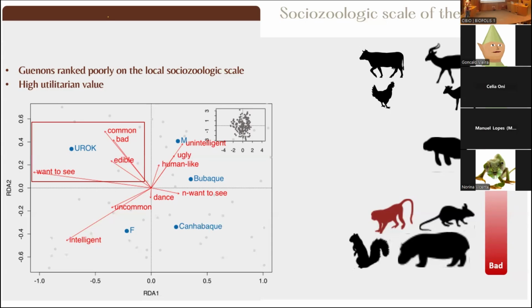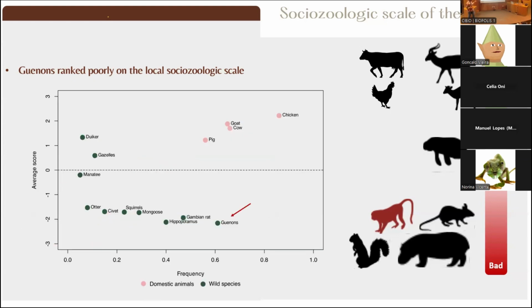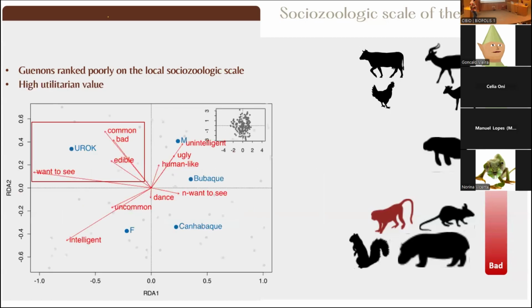This is just for conservation actions that are focused on the guenons. But if you remember the previous graph, is it really good to target the guenons for conservation policy? I would argue that it's not. It's not going to be a good idea, I don't think, due to how frequently people say they are bad or they are the worst animal that they have close to their homes.